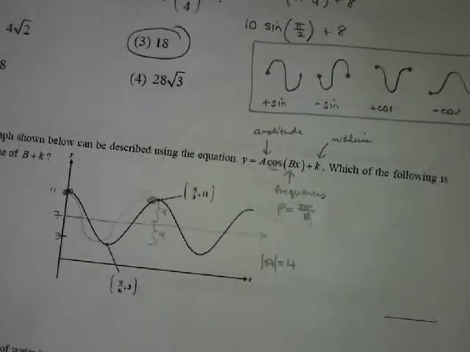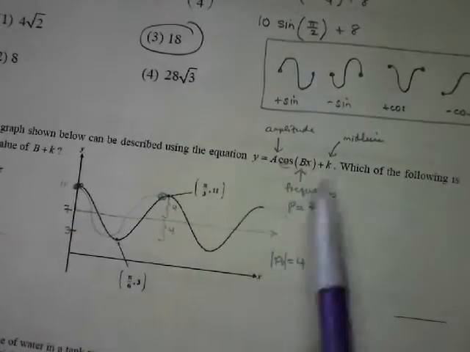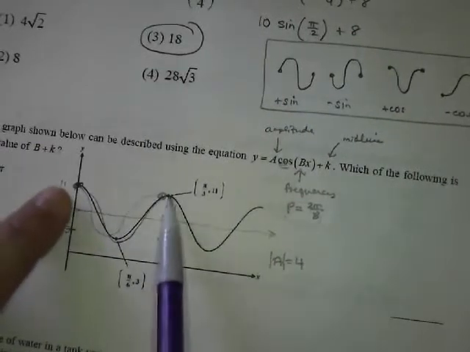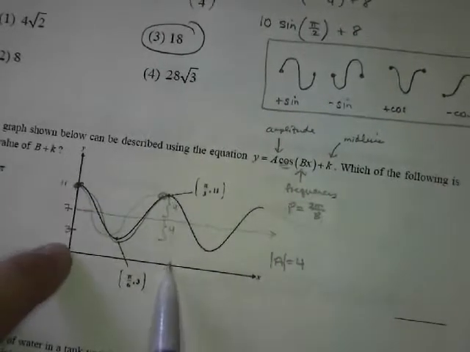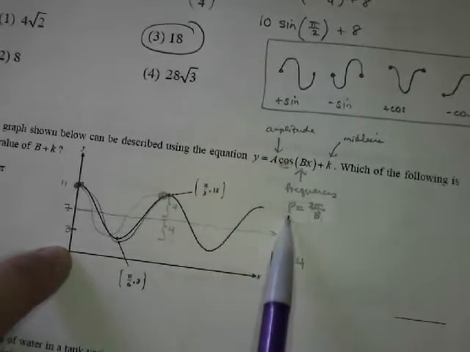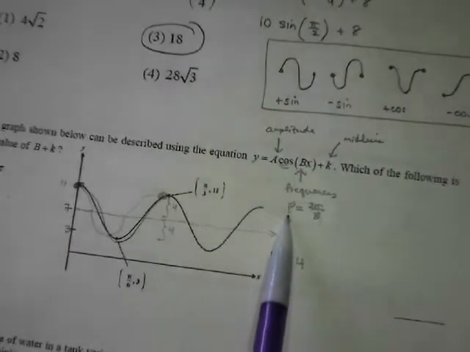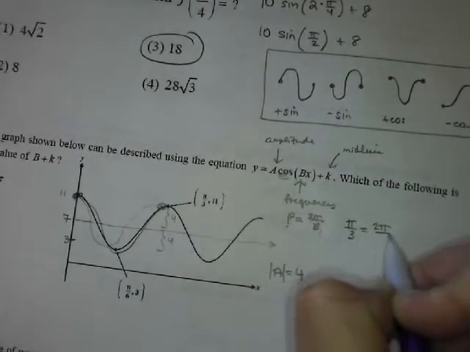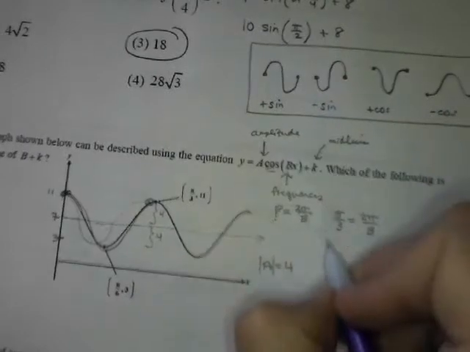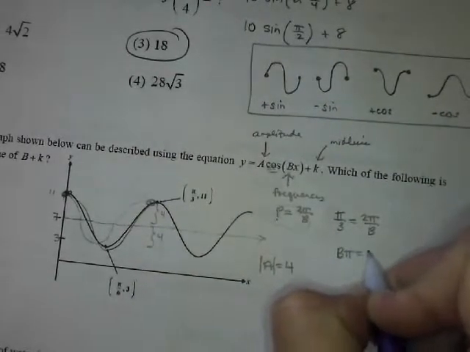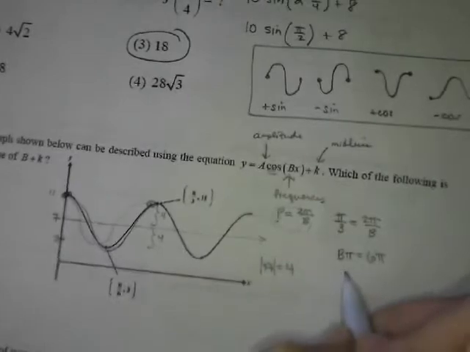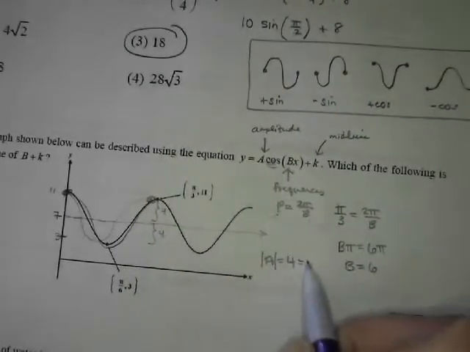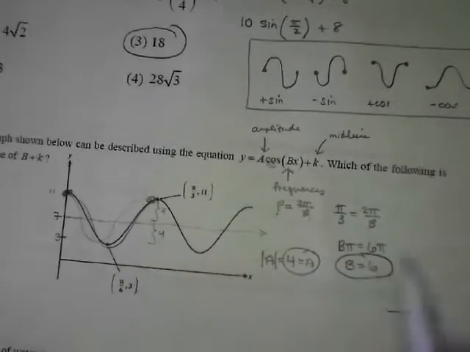But to find B, we would take the period, like you just said, and the period is pi over 3. That's the length it takes to complete one cycle, and we would plug it in for the period and solve for B. So we would do pi over 3 equals 2 pi over B. We would cross multiply and get B times pi equals 6 pi, and then divide both sides by pi, and B equals 6.